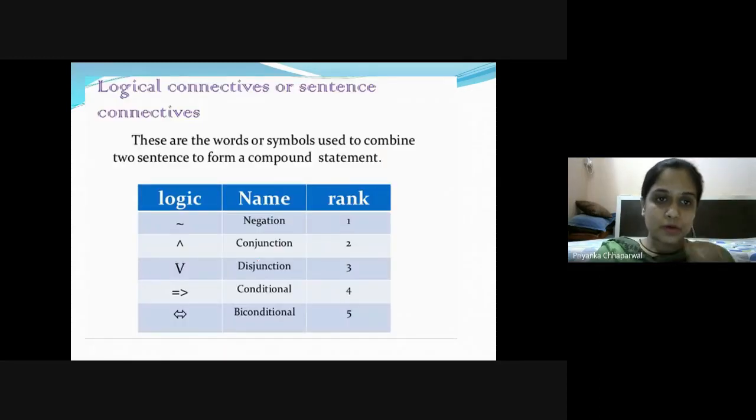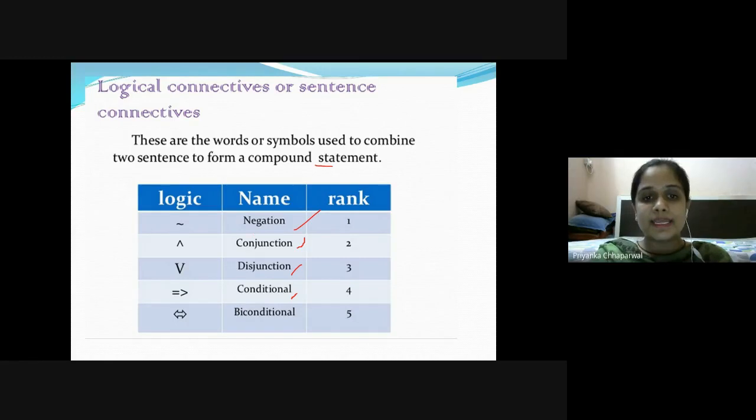So propositional logic has some connectives. These are words or symbols used to combine two sentences to form a compound statement. We have some connectors: first is negation, second is conjunction, third is disjunction, fourth is conditional, and fifth is biconditional. I think all of you have studied all these logical connectors before. Yes or no? Yes, ma'am.